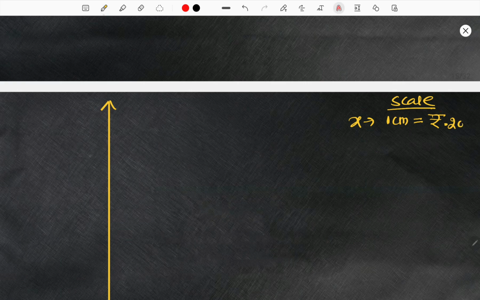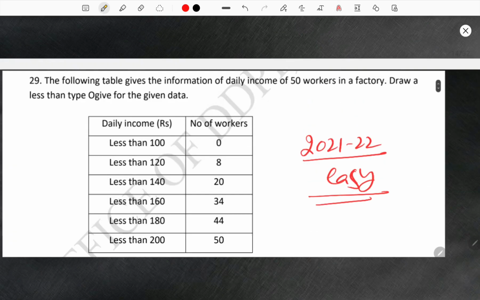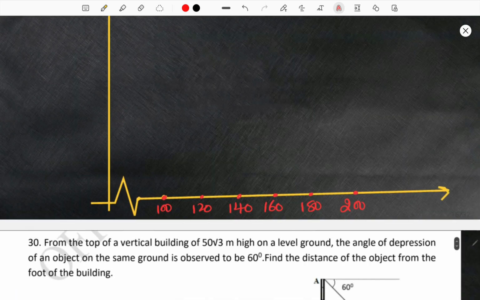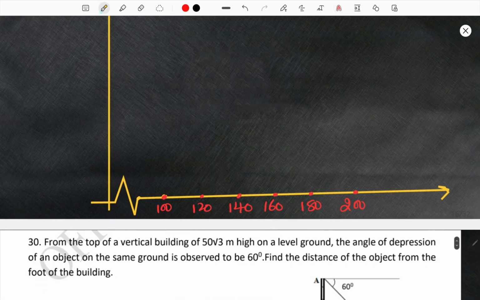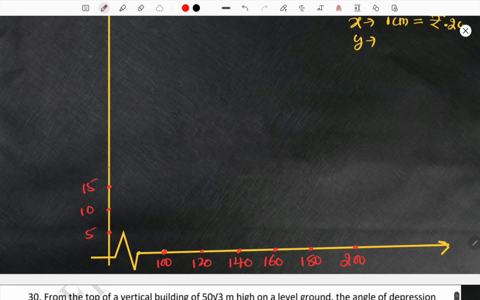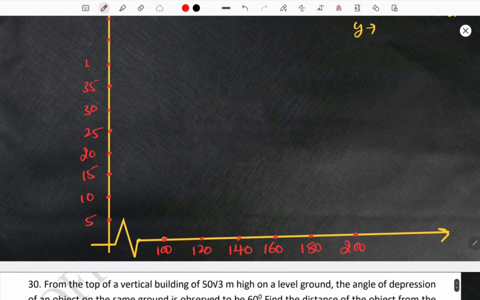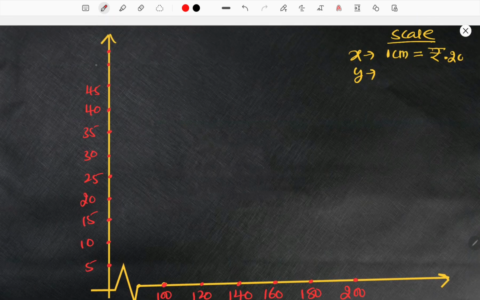Scale is very important. Now on the y-axis, how are you going to take? On the y-axis we are going to take the number of workers: 0, 8, 20, 34, 44, 50, like that. For 1 centimeter you take 5 workers. Look at this, let me use red color again. So here is 1 centimeter, that's 5, another centimeter 10, another centimeter 15, 20, 25, 30, 35, 40, 45, 50, and if you want you can take 55 and 60 also.